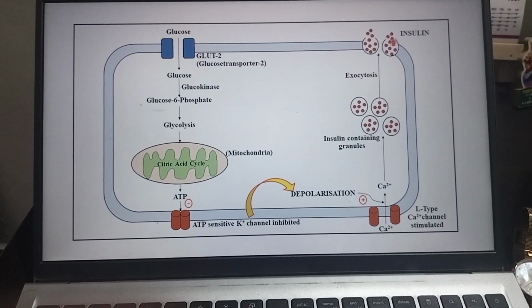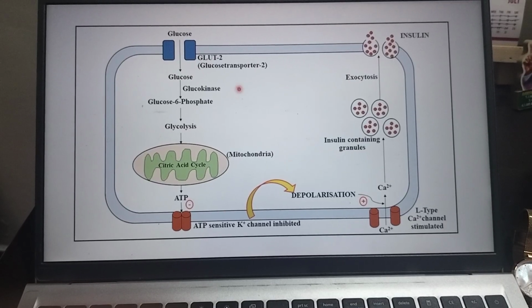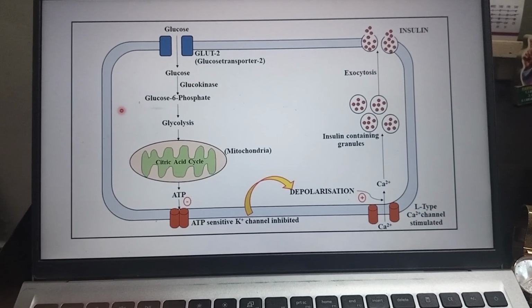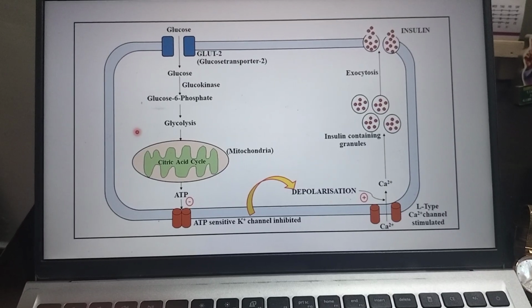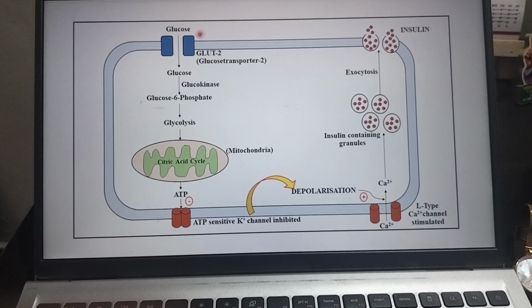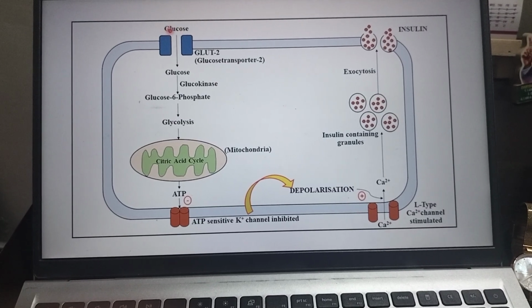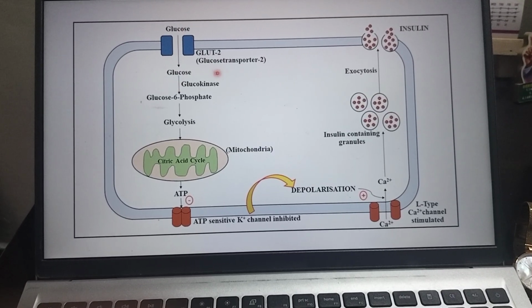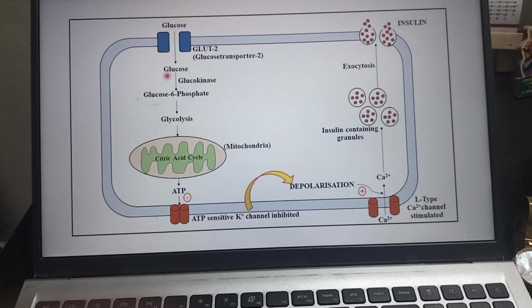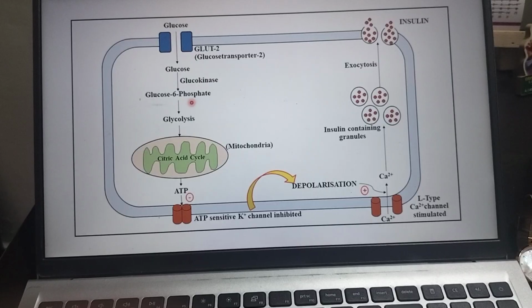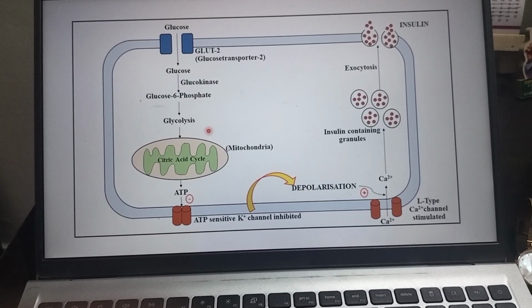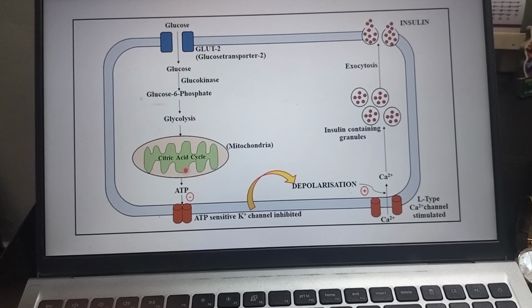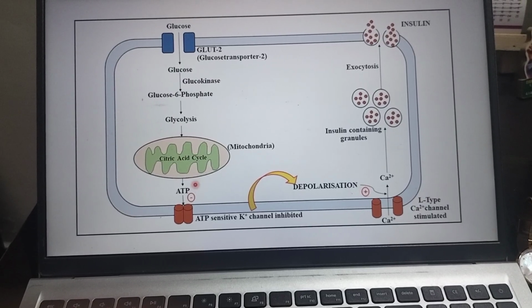Now what is happening? How is the insulin being released? In the pancreas, we are seeing the islet of Langerhans. In the islet of Langerhans, there are three types of cells: A cell, B cell, and delta cells. So we are right now seeing the B cell. In the B cell, glucose is entering inside the B cell by the GLUT2 glucose transporter. Then glucose is converted to glucose 6-phosphate by glucokinase, which is going into glycolysis. By glycolysis, it is converting in the mitochondria.